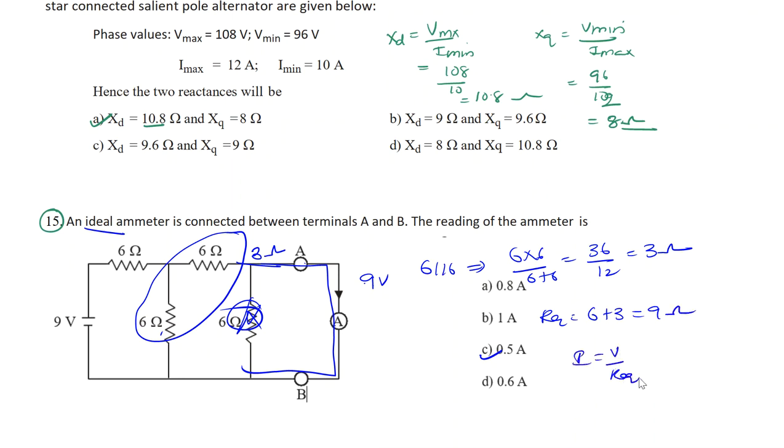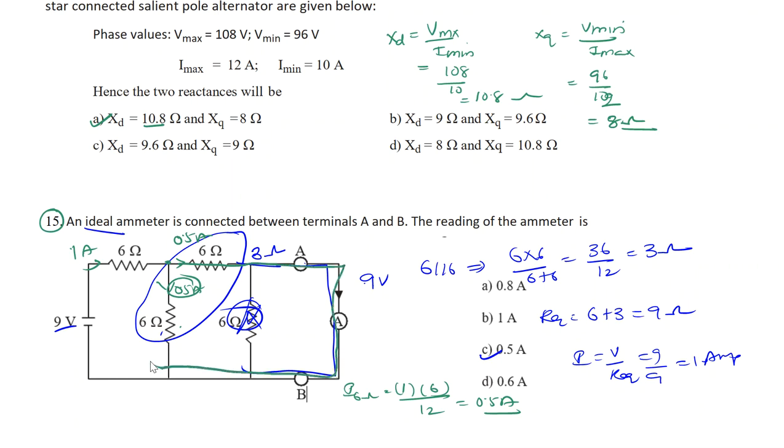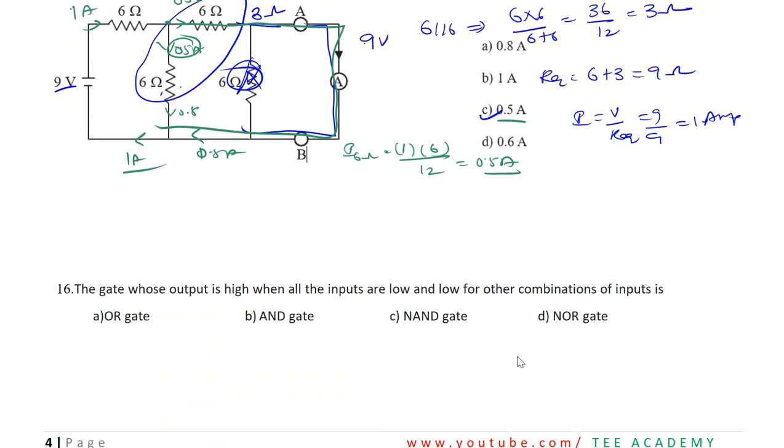Now I need to find the current. I is equal to V by R equivalent. V is 9, so 9 by 9, 1 amp. Now the 1 amp current will flow from here and is divided into two parallel paths. If you apply the current division rule, I through the 6 ohms is the entire current, 1 ampere, into the opposite resistance divided by the total resistance, 12, so it is 0.5 ampere. If you apply KCL, 1 ampere is coming and 0.5 is going here, so the remaining 0.5 ampere goes like this and comes back. From here 0.5, and the entire current will be 1 ampere. So the answer is 0.5 amperes.